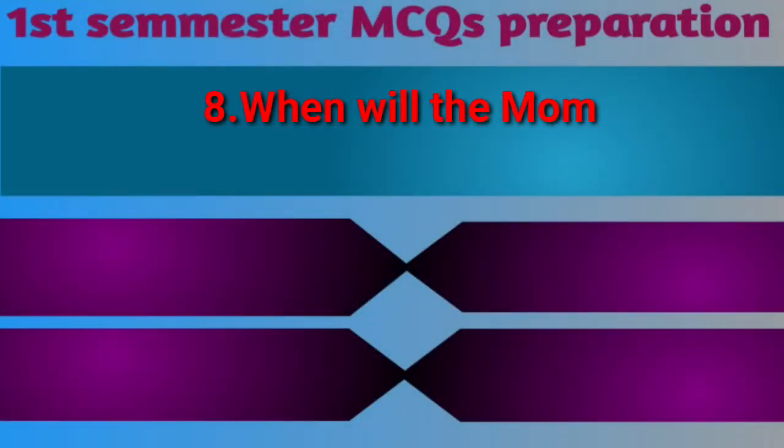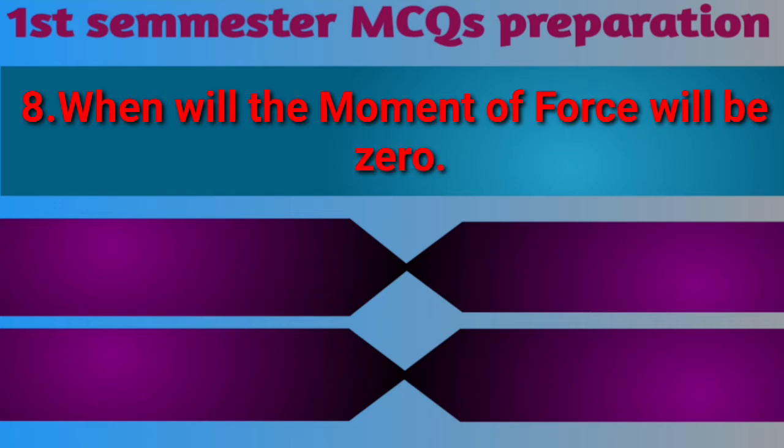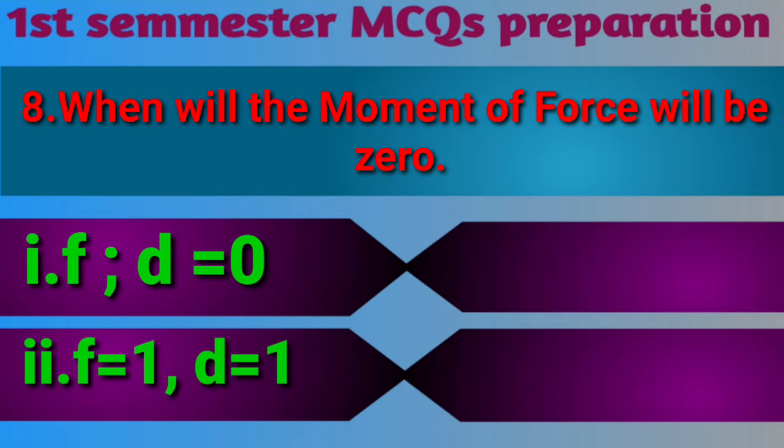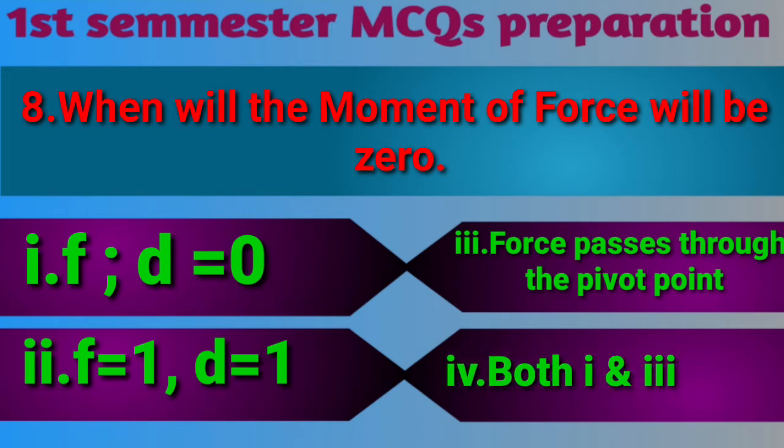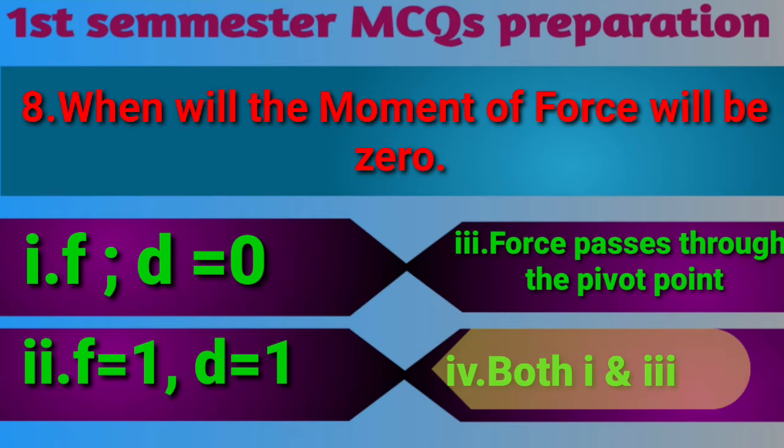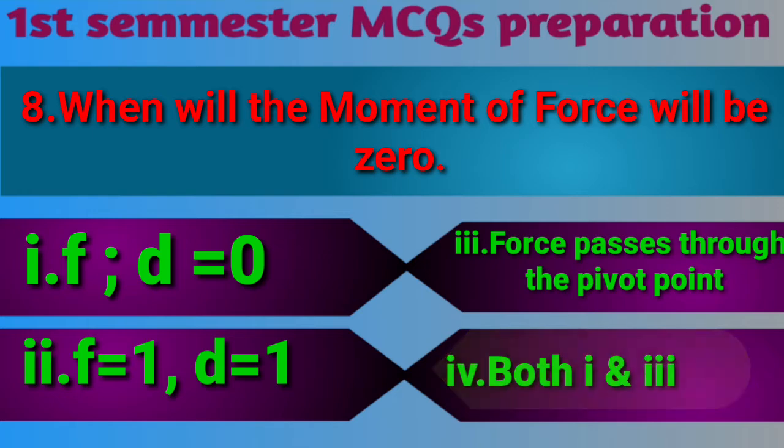Moving to the next question, that is question number 8. When will the moment of force be 0? The four options are when force and displacement will be 0, when force will be 1 and displacement will also be 1, force passes through the pivoted point, and the last option is both 1 and option number 3. The right answer will be option number 4, that is force and displacement will be 0 and the force passes through the pivoted point. So both are correct, so the right option will be option number 4.